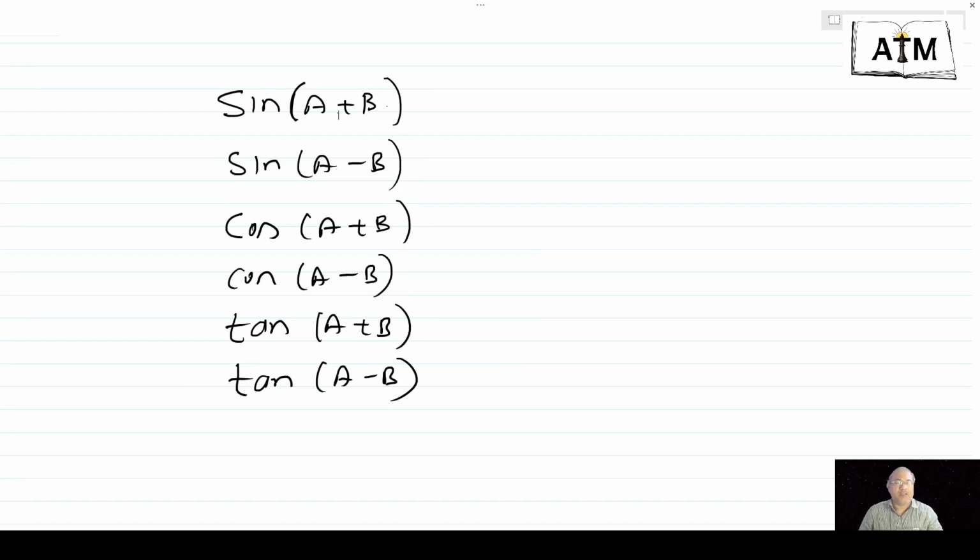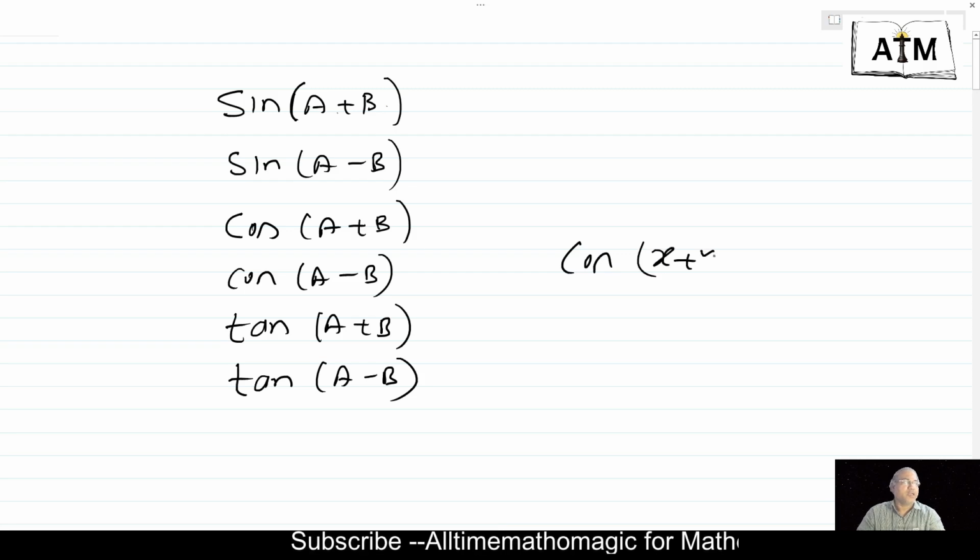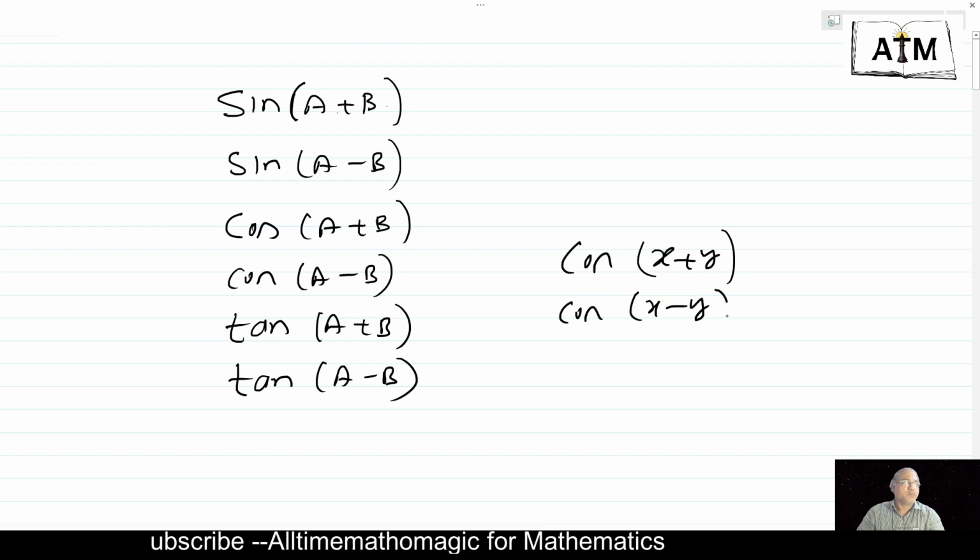Don't read sine a plus b. Read as sine of a plus b. The "of" means the presence of the bracket. So don't read as sine a minus b. Read as sine of a minus b. Whenever a bracket is placed after the trigonometric ratio, like cos, if you are writing x plus y, don't read it as cos x plus y. Read as cos of x plus y. Similarly, don't read cos x minus y. Read as cos of x minus y.